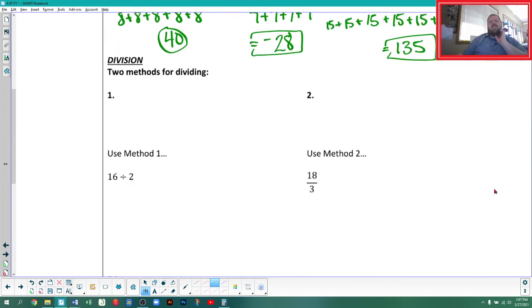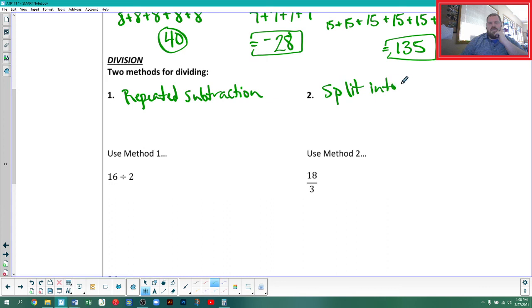Two methods for dividing. We have two different things that we can do. If multiplication is repeated addition, then division should just be repeated subtraction. So division is repeated subtraction. Or another way that we think of it is to split into even groups.